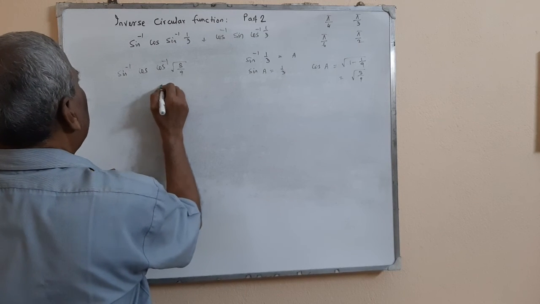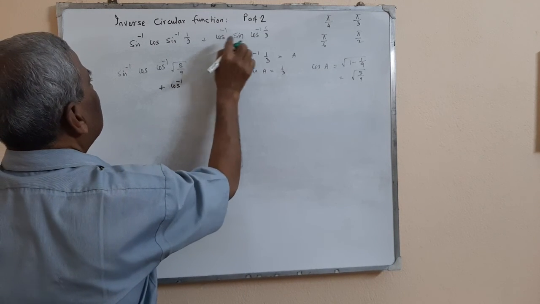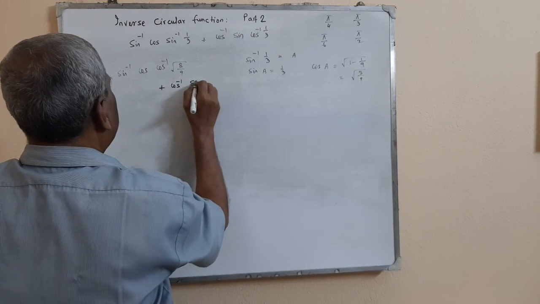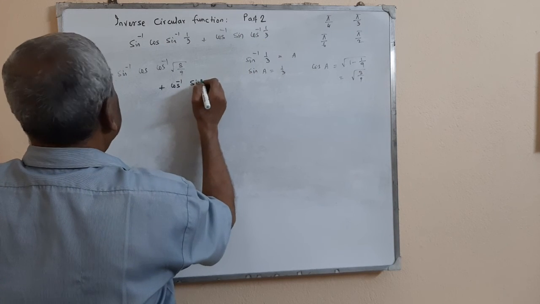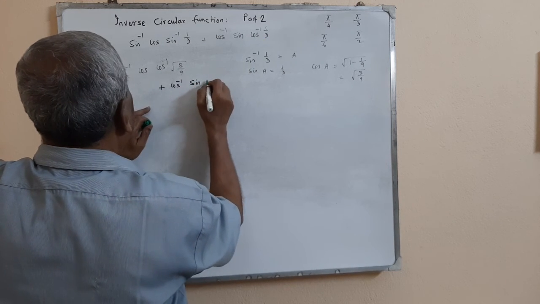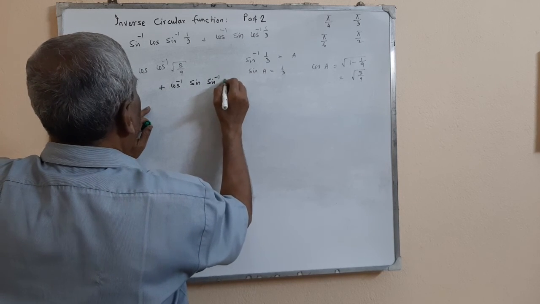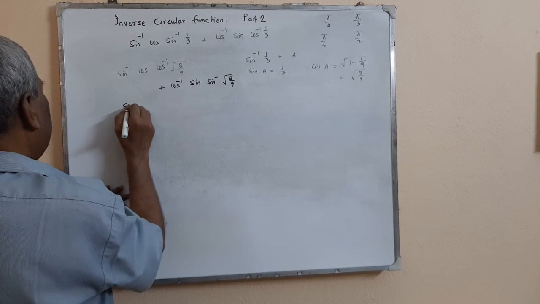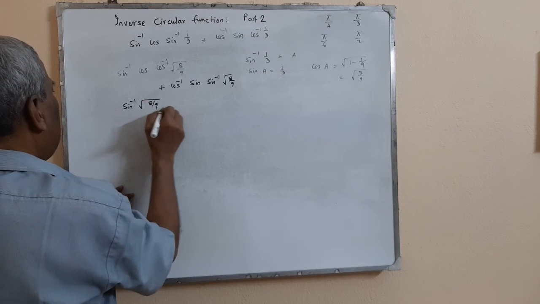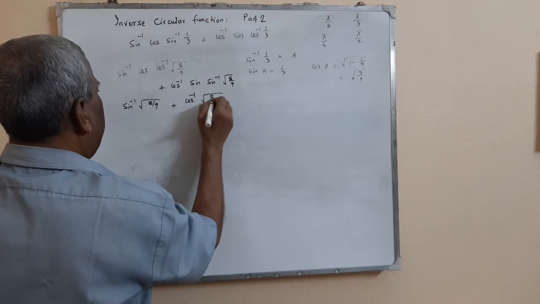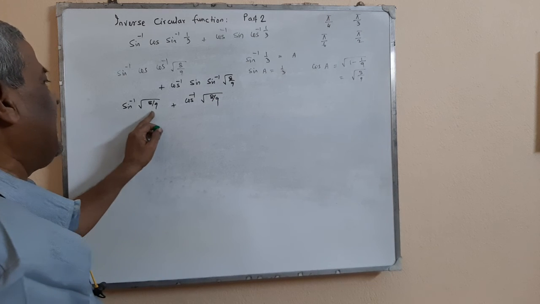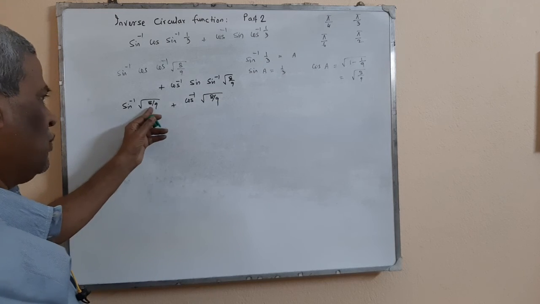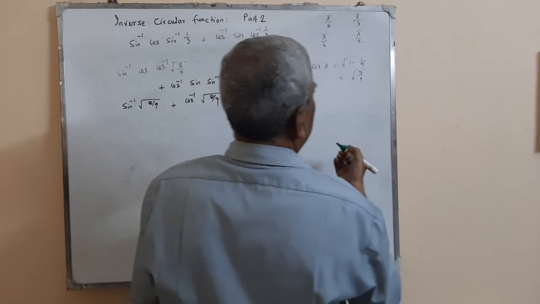Plus cos inverse of sine of cos inverse 1 by 3, by the same approach and same argument. So that is equal to sine inverse root of 8 by 9 plus cos inverse root of 8 by 9. That is sine inverse x plus cos inverse x, and x is within the domain, less than 1. So it is equal to pi by 2. So the option is pi by 2.